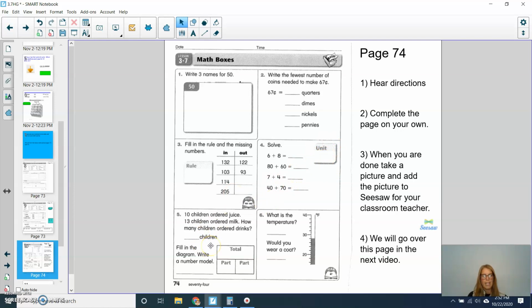For question 5, 10 children ordered juice, 13 ordered milk. How many children ordered drinks? Fill in the diagram and give me a number model. And then for question 6, what is the temperature and would you wear a coat? Yes or no?